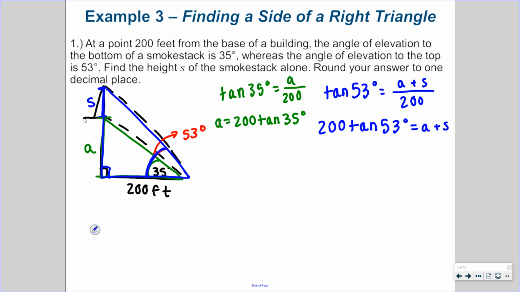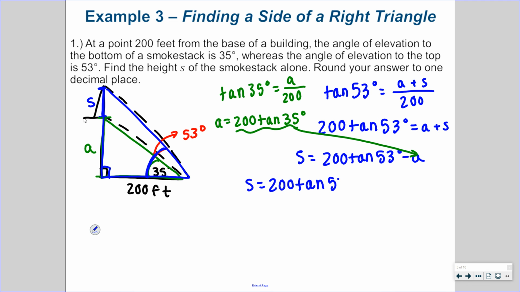And we know what A is, and we're trying to solve for S, so I'm going to solve this equation for S. I can take 200 times the tangent of 53 degrees minus A. We know what A is. So again, I want to leave it in that exact form. In my calculator, I can just type this all in at once. I can do 200 times the tangent of 53 degrees minus 200 times the tangent of 35 degrees. I'm trying to solve for S.